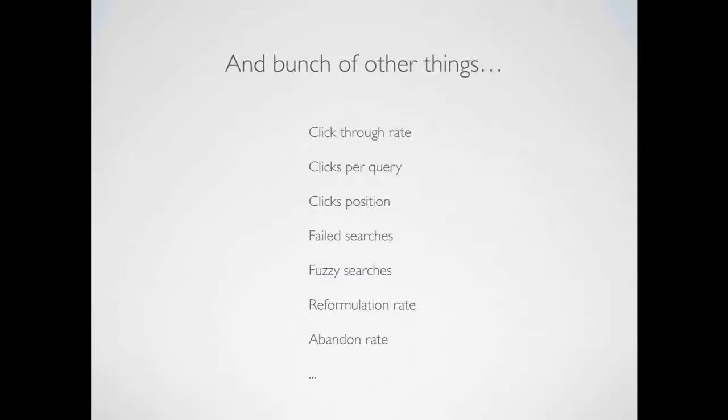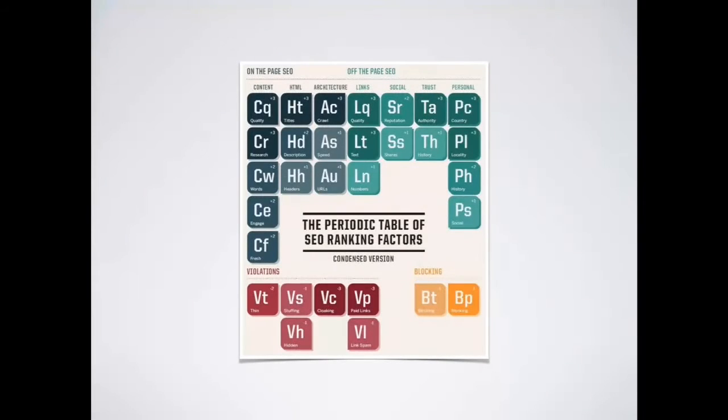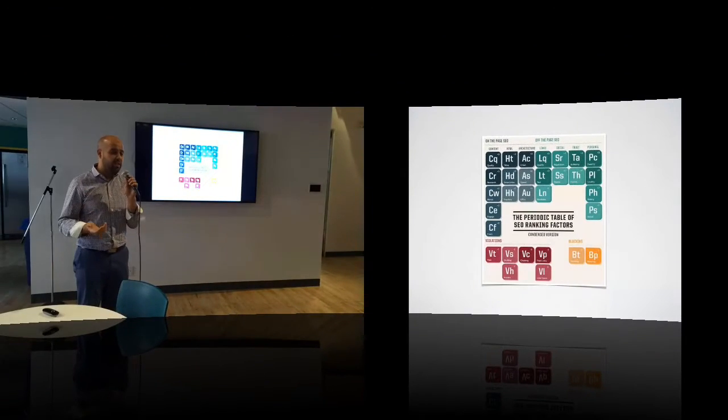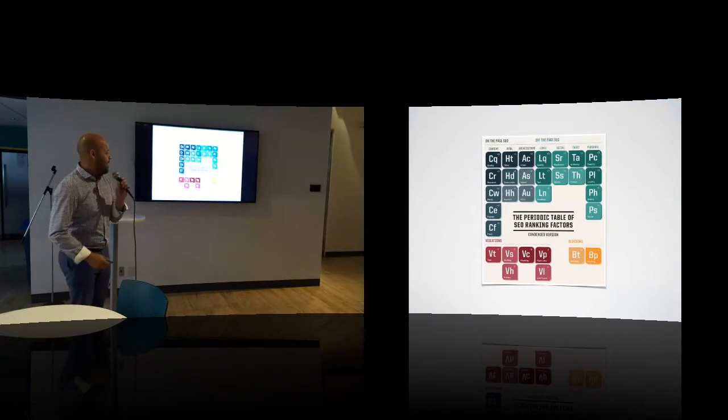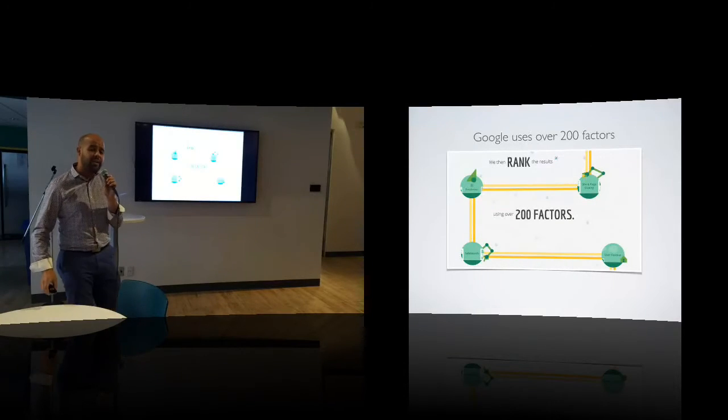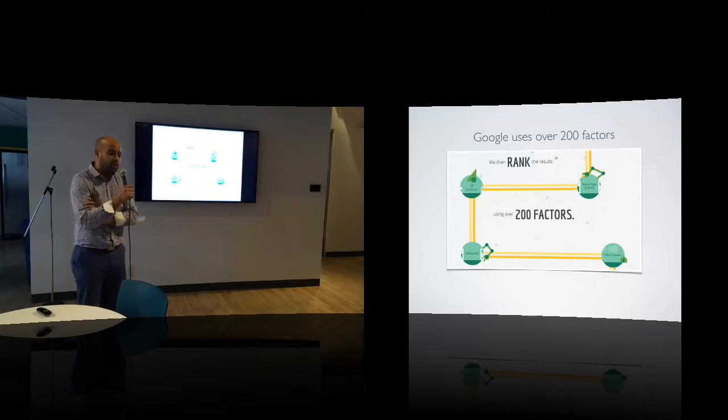There are multiple factors in ranking. How many of you are aware of the SEO periodic table? All the SEO guys, and I see some Mediative also. I'm not surprised. Basically, the SEO periodic table is the SEO guys reverse engineering what the ranking factors of Google might be. Every time there's an algorithm change that impacts SEO, we have to adapt ongoing. Google actually has over 200 factors that they use to rank the results.